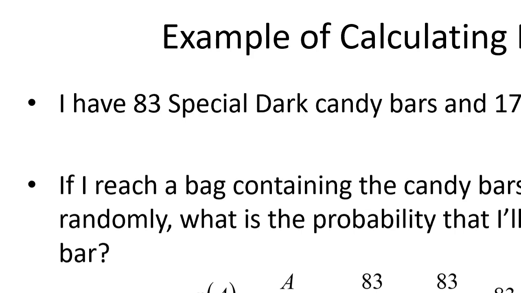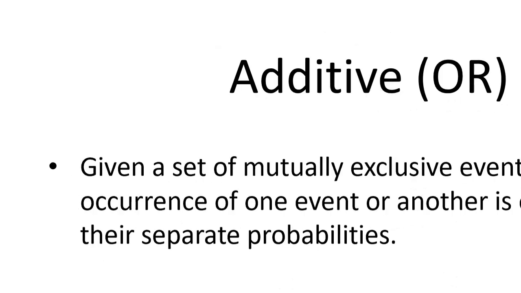If we reached in at random, we would pull out a Mr. Goodbar candy bar. Since that's the universal set, that's all that's in the bag, then adding the two probabilities together should get us to 1, or should be 100% of everything that's in the bag.